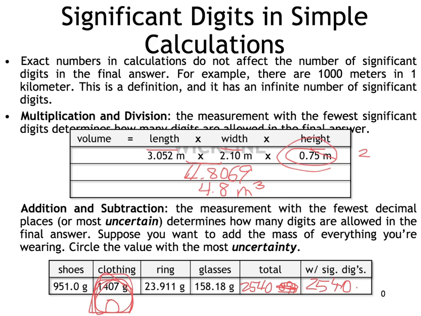So just quickly to review on this slide: for multiplication and division, you count sig figs, and whoever has the fewest determines how many are in the answer. For addition and subtraction, you don't count sig figs, you count decimal places, and whoever has the fewest decimal places determines how many decimal places the answer has. So like in this one right here, 0 decimal places, that means I should only have 0 decimal places in my answer.